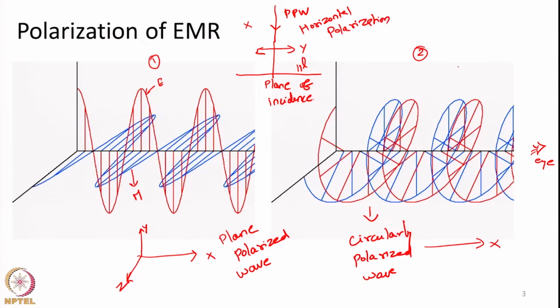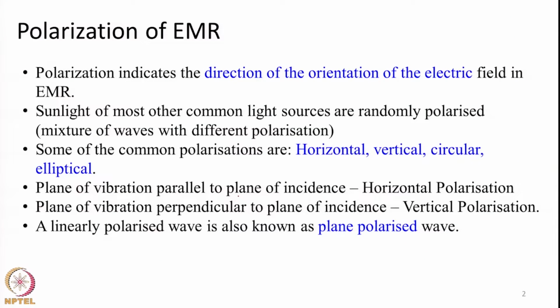On the other hand, if the surface is like this and this is the incoming wave, and the electric field is vibrating in this particular direction, that is perpendicular to the plane of incidence, then we call that polarization vertical polarization. So, if the plane of vibration is parallel to the plane of incidence, that is horizontal polarization. If the plane of vibration is perpendicular to the plane of incidence, that is vertical polarization.